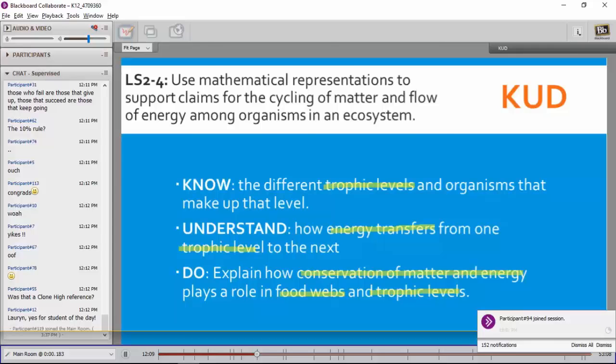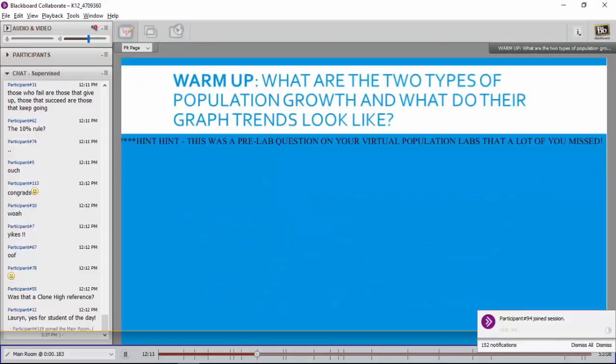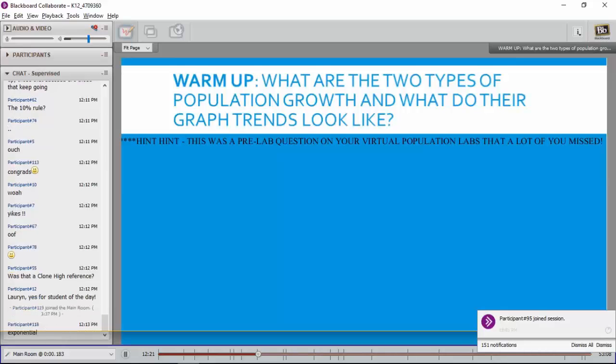Really familiar, okay? That way you're not completely over your head. Our warm-up is a question that we should already know. What are the two types of population growth and what do their graph trends look like? And then I put a little disclaimer in here, hint, hint. This was a pre-lab question on your virtual population labs that a lot of you missed.